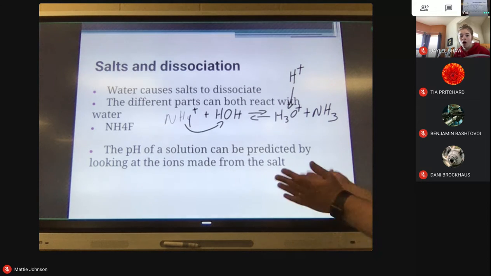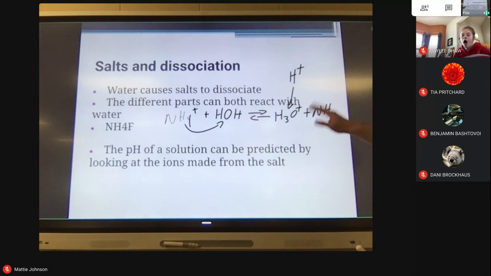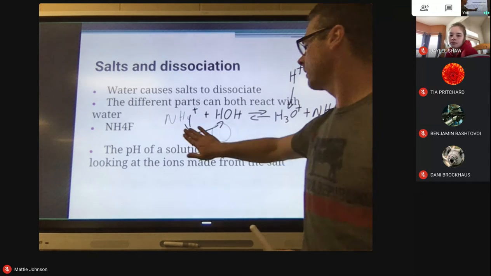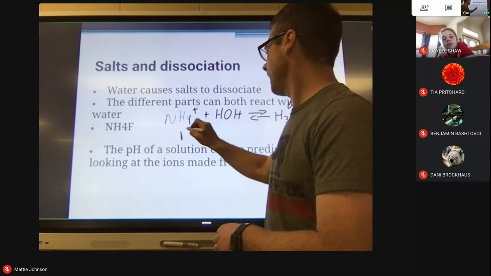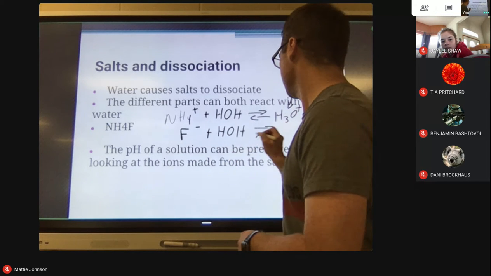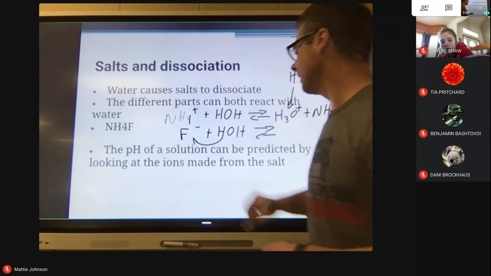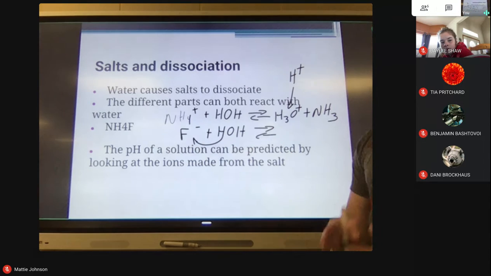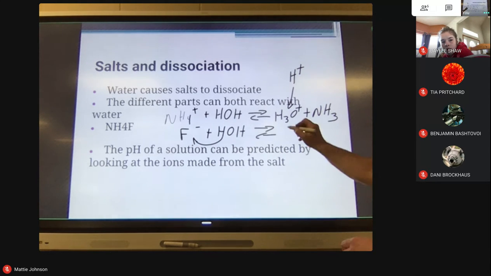Okay, the other part of the salt, and we'll break this up into positive things and negative things that can influence pH. The other part of this would be F- reacting with the water that it's swimming around in, acting as a base because F- is the conjugate of a weak acid, making HF and making OH-.